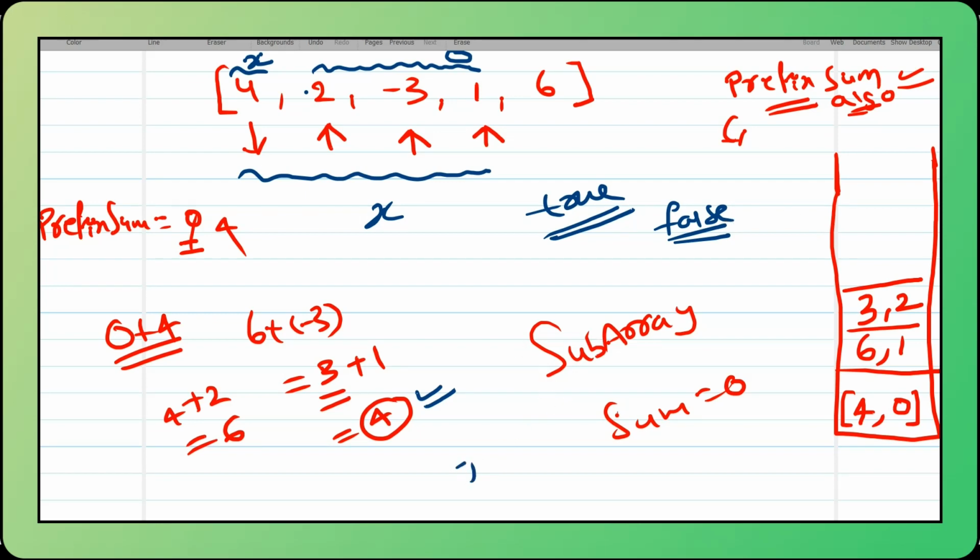And by the way, what are the time and space complexities here? The time complexity is going to be big O of n because we are going to iterate through the array only once. The space complexity is also going to be big O of n because we are taking the hash map here.